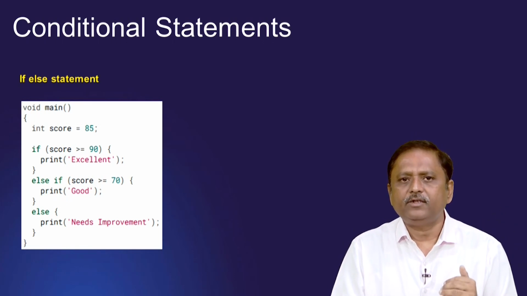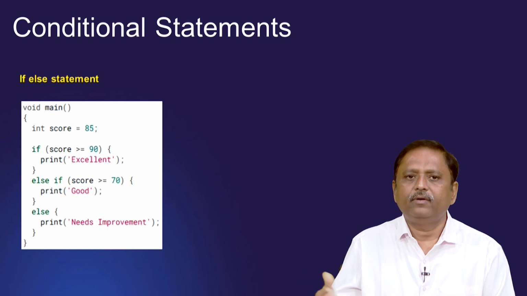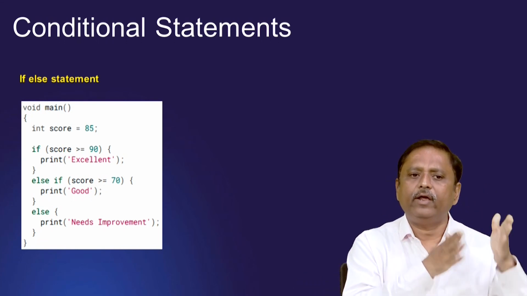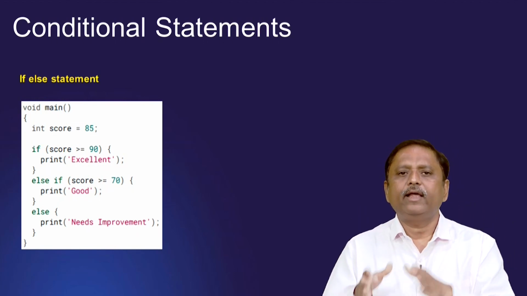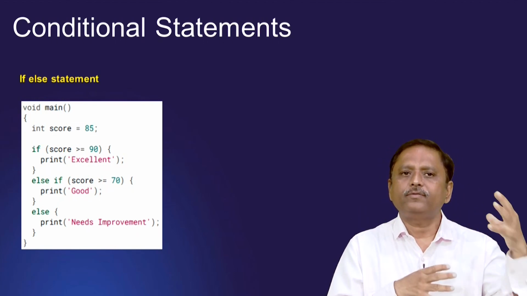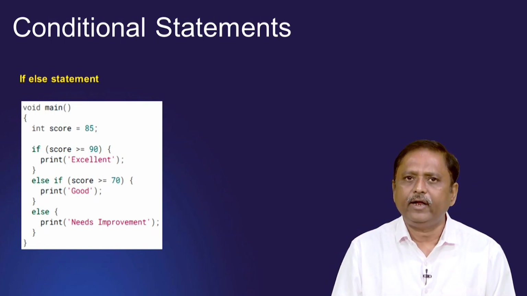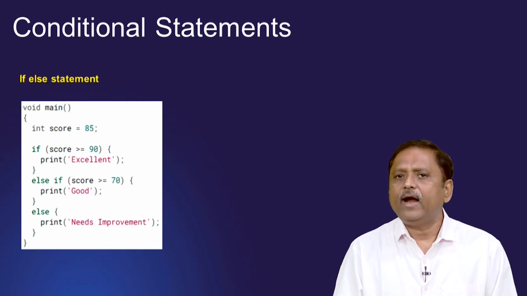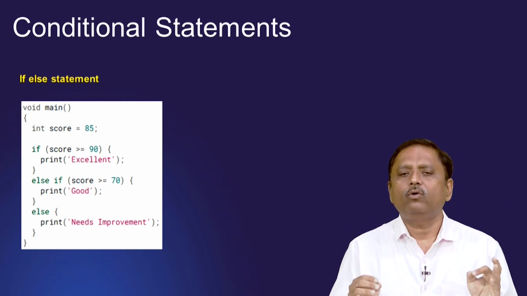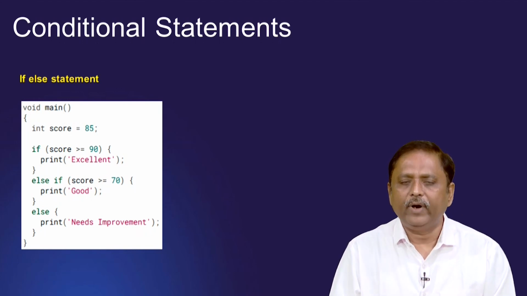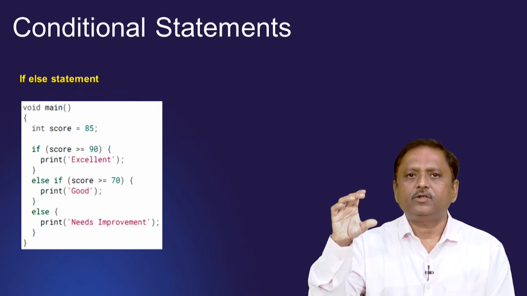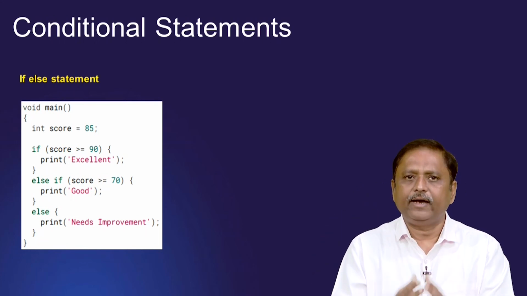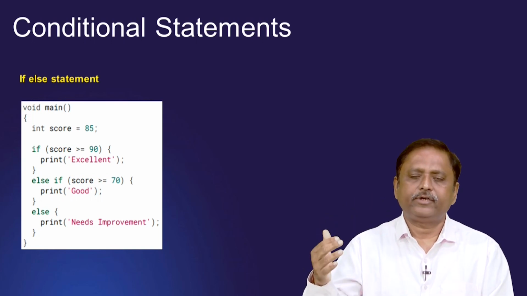So, inside else you can write down another condition, like here we write down else. First we write down if score greater than or equal to 90, then print excellent. If score is greater than or equal to 70, but less than 90, then we want to print good, and in other cases we want to print needs improvement. So, here first we write down if condition and second part we write down else condition or else if statement.